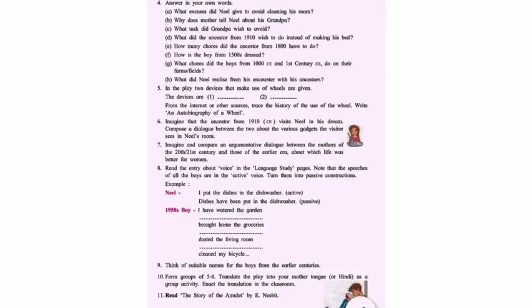Sub question 7. Yeah, again the dialogue between a mother. Not a dialogue, basically an argumentative dialogue in which, you know, jhagda ho gaya, argument ho gaya, between the mother of the 20th century, 21st century and those of the earlier era, about which life would have been better for women. So yeah, aapka imagination hai, what you all can imagine, uske upar hai. Again, sub question 7 would be your homework.